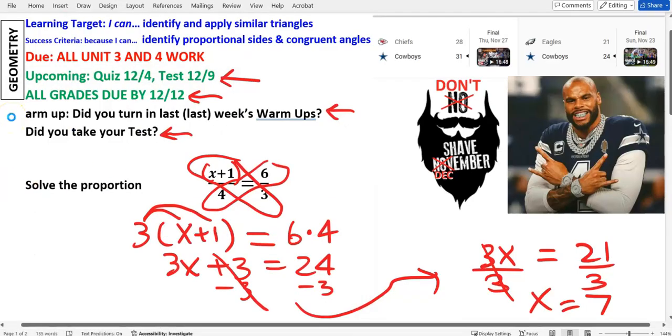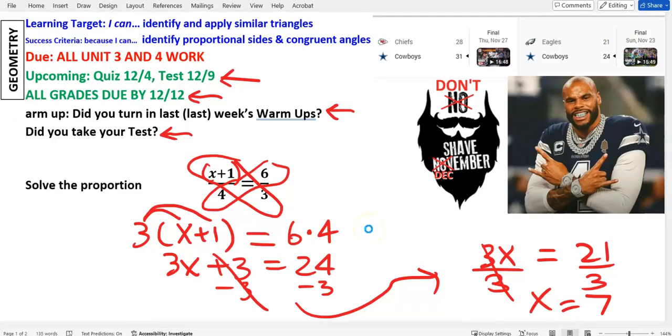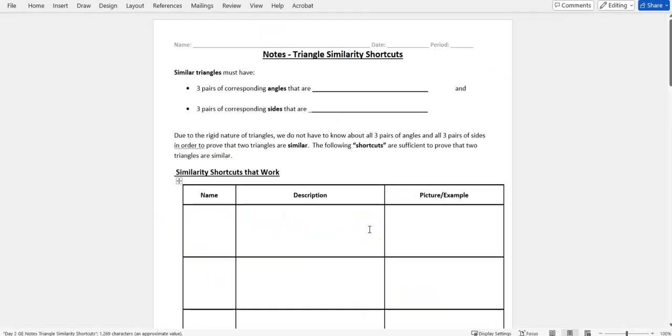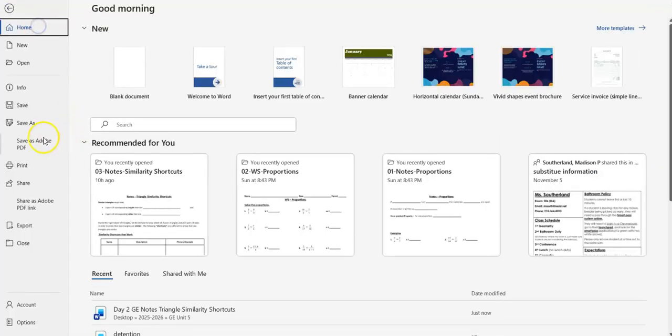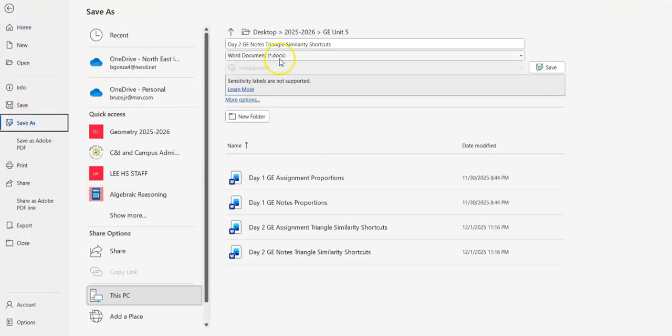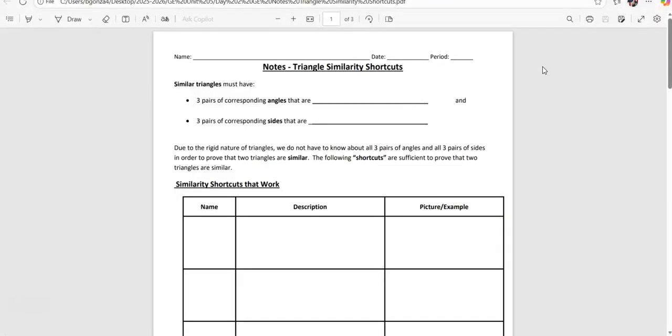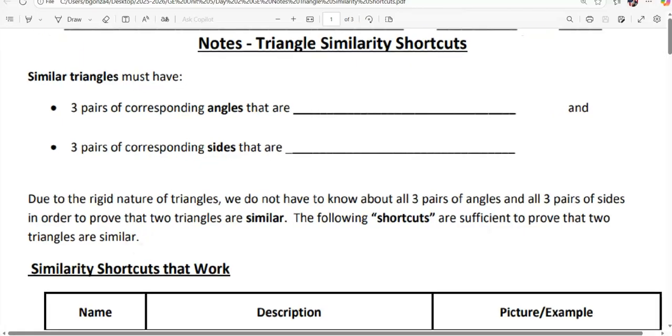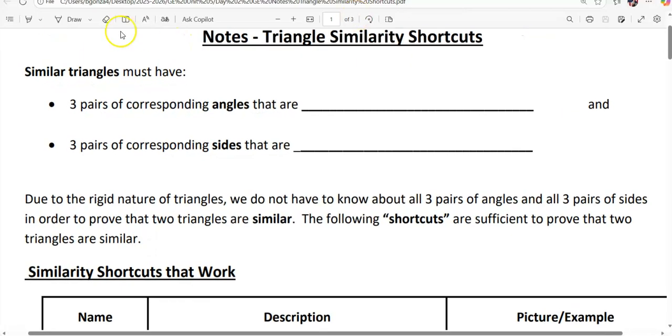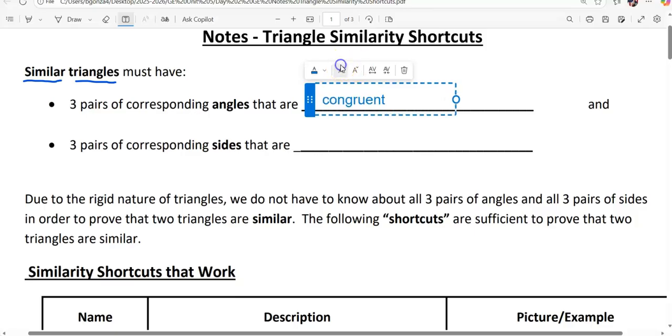So let me pull it up here. Gotta get that PDF. There we go. So, notes for similarity, triangle similarity shortcuts. Everyone's writing this down. 3 pairs of corresponding angles. If a triangle is similar, similar triangles have to have angles that are congruent. Write that down, please. Congruent.